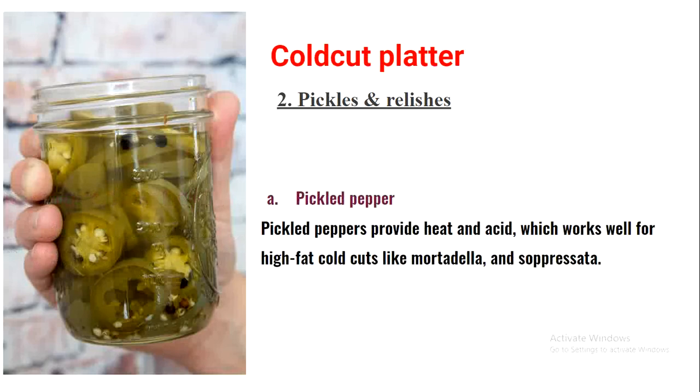So here you can see some examples, the first one is pickled pepper. Pickled pepper provides heat and acidity. Heat in the sense it is spicy, which works well for high fat cold cuts like mortadella, soppressata, etc. So here you can see pickled jalapenos. Pickled jalapeno is a common example of pickled pepper, which is widely used as an accompaniment for cold cuts with high fat content.